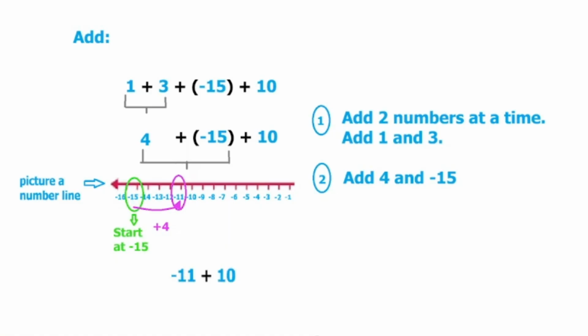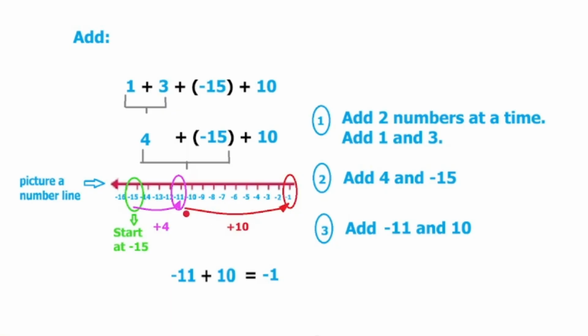So now we're left with negative 11 plus 10, okay? So we do the same thing. We add negative 11 and 10, and we could use the same number line. We could start at negative 11 where we're at right now, right here, and then we add 10. When you add 10, you go this way on the number line, and you end up at negative 1, and that's the answer.